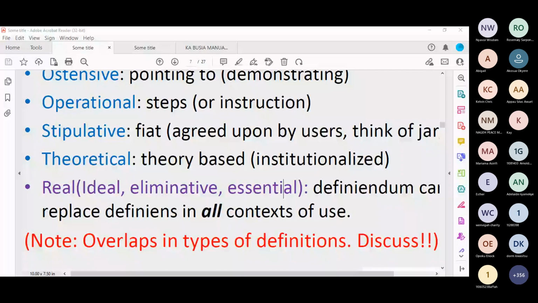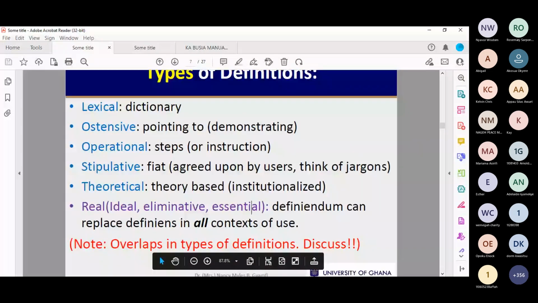Eliminative, we call it eliminative because wherever you see the definiendum, you can use it to replace the definiens. If you've forgotten, the definiendum is the unknown word that you are trying to find meaning to. And the definiens is the part that you are using to give meaning.